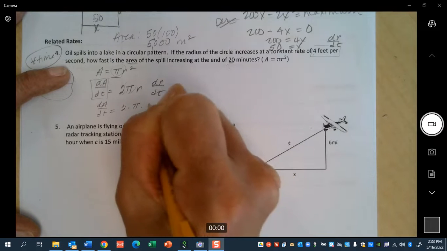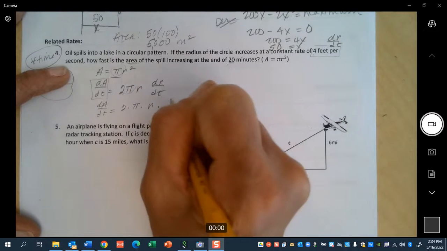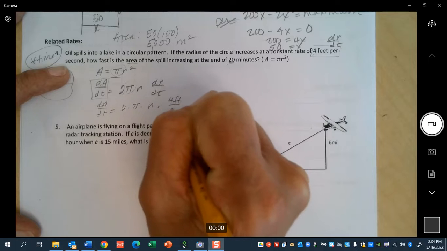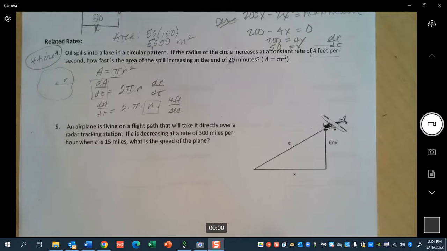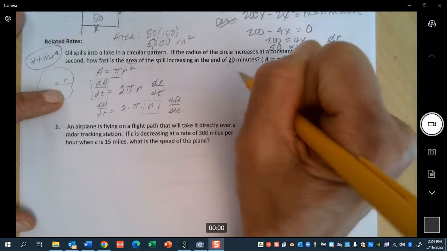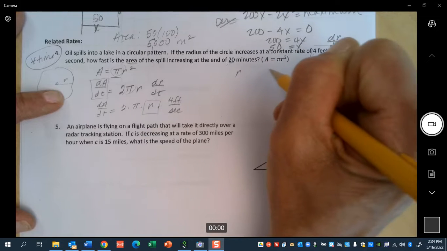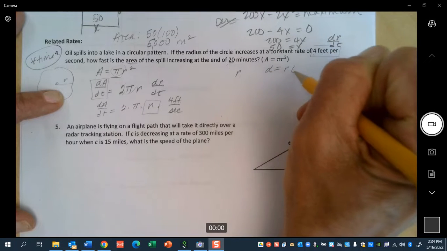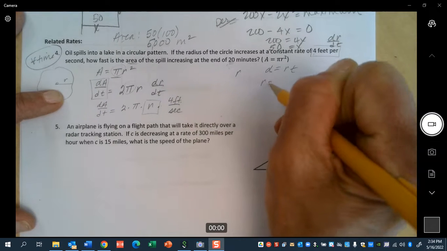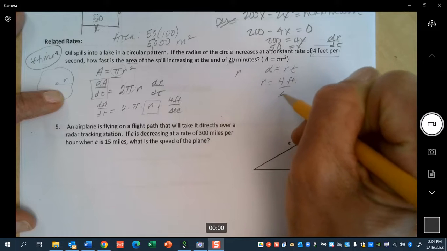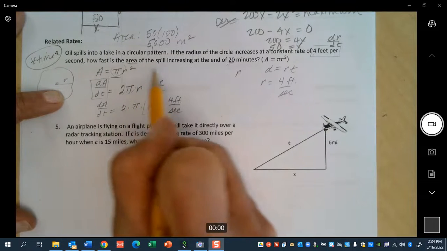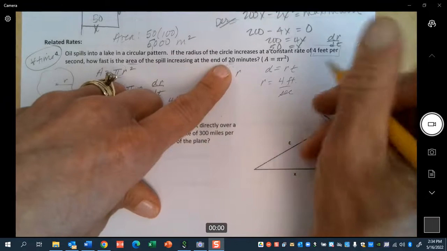So my dr/dt is equal to 4 feet per second. But what I now need to figure out is what my radius size is at the end of 20 minutes. So if my radius is increasing, and distance is equal to rate times time, my radius is going to equal its rate, which is 4 feet per second, times the 20 minutes.